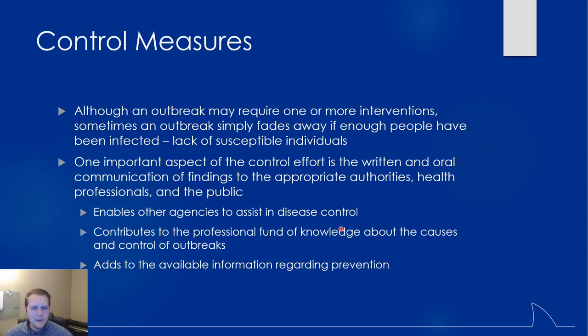And so one important thing to look at in terms of the control effort is the written and the oral communication of findings to the appropriate authorities, health professionals, and the public, right? So there's usually some dissemination of information that will allow other agencies to help control the disease. It allows healthcare providers to be more aware and keep it on the forefront of their mind. It also allows us to start to spread information regarding prevention, treatment, etc.